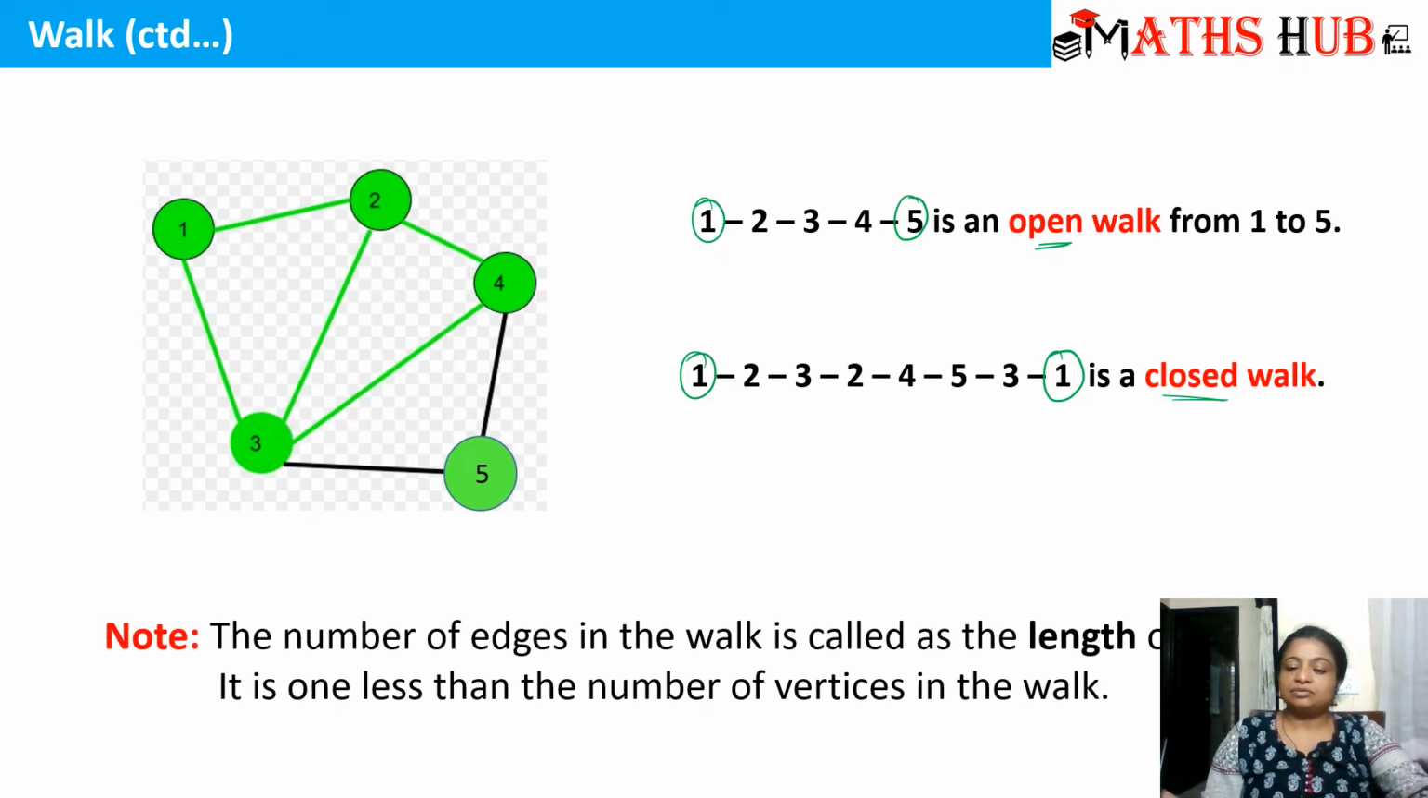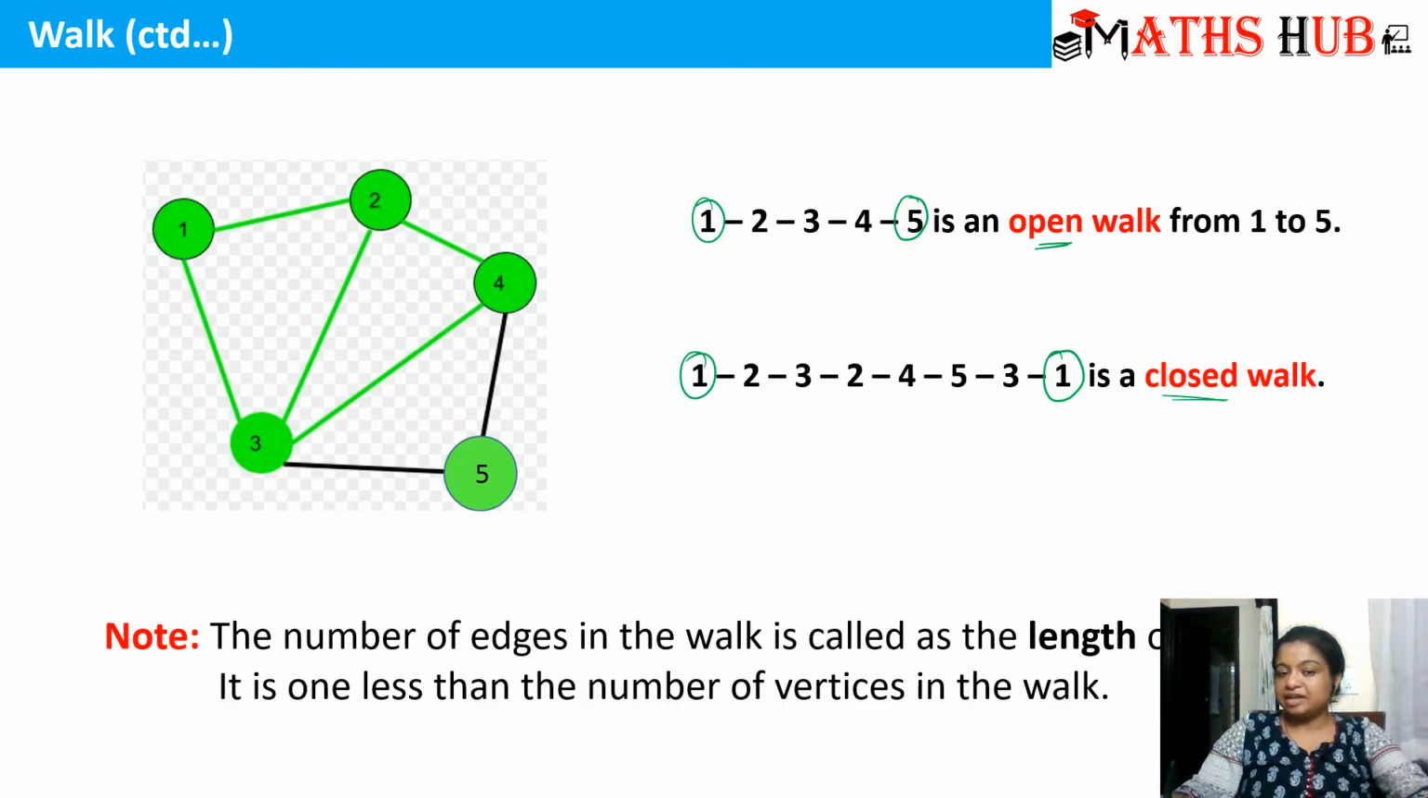Now, what is known as the length of the walk? Length of the walk is the number of edges that are present in the walk, and it is basically one less than the number of vertices in the walk. So if I talk about the first one, 1 to 2, 2 to 3, 3 to 4, 4 to 5.